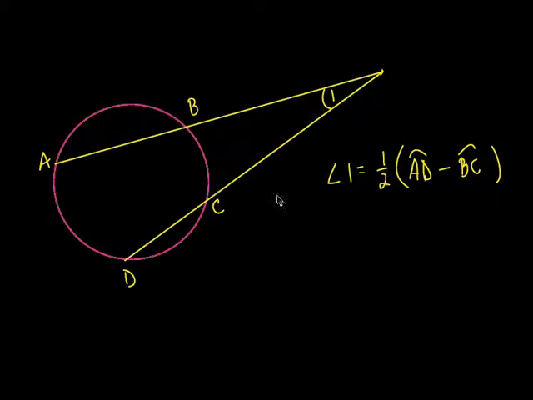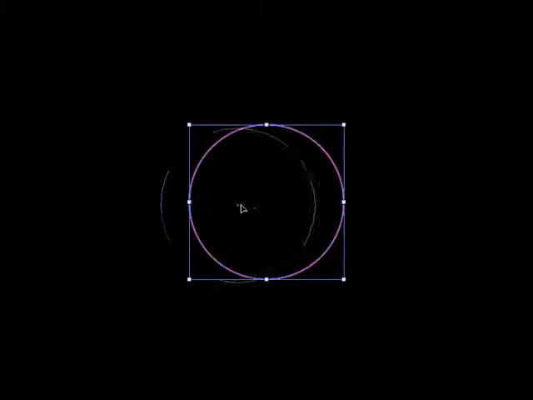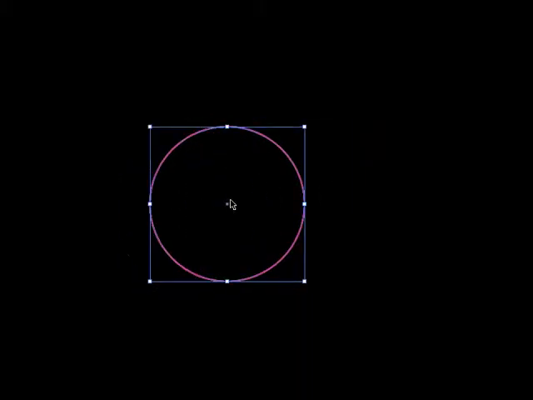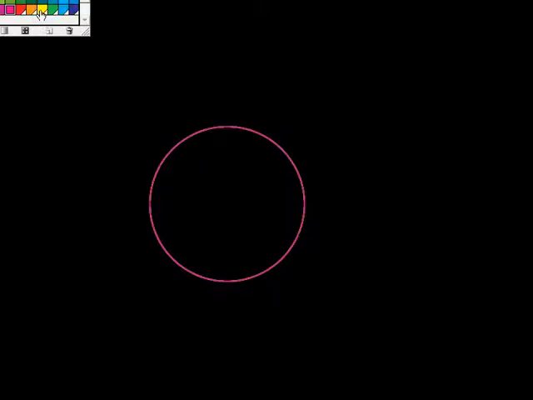And then we did a second thing, didn't we? Third thing. We just did the second thing. Thank you. Let's do the third thing. What do we have? Didn't we have a tangent and a secant?